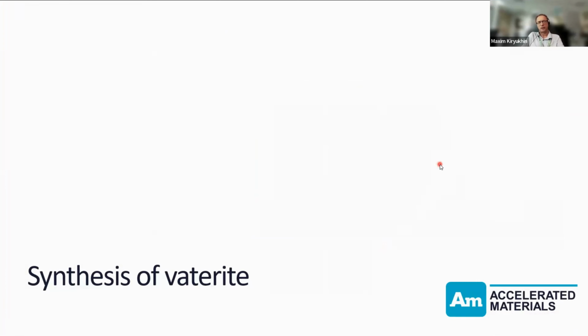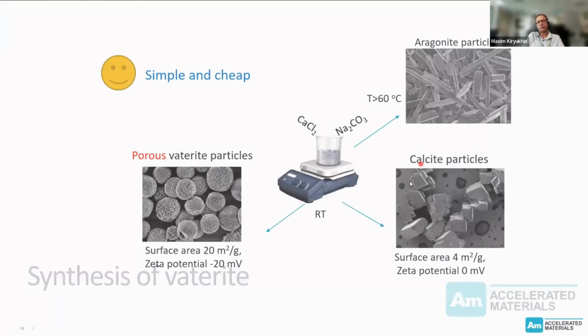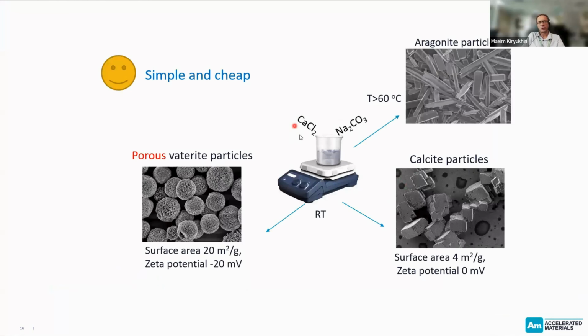The only problem is that the methods of the synthesis are quite limited. Synthesis itself is quite simple. You are just mixing solutions of calcium chloride and sodium carbonate in a beaker, and if the temperature is higher than 60 degrees, then aragonite particles start forming. At room temperature, vaterite particles or calcite particles can be formed. The challenge is how to prioritize the formation of vaterite particles and how to do this synthesis at scale.